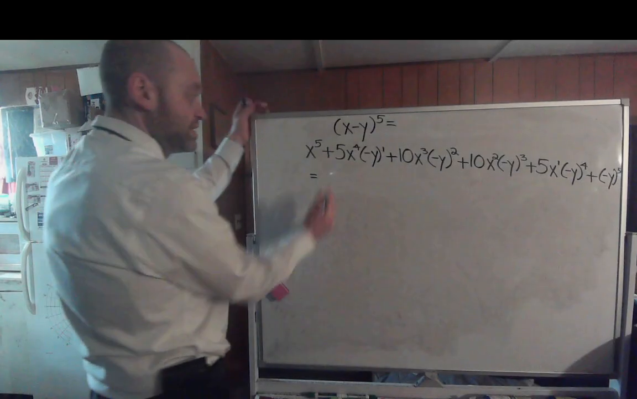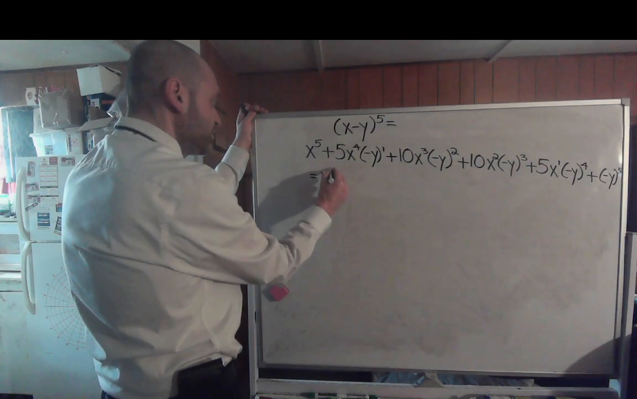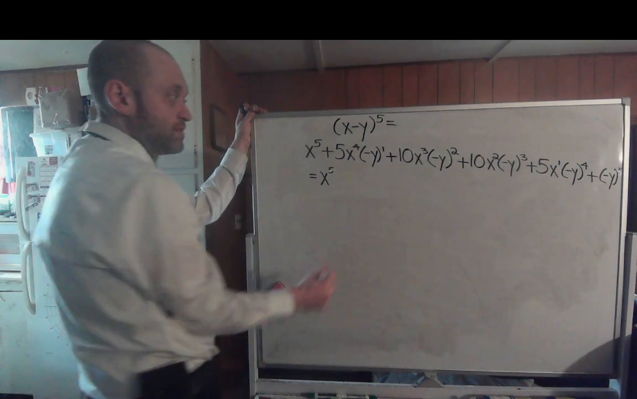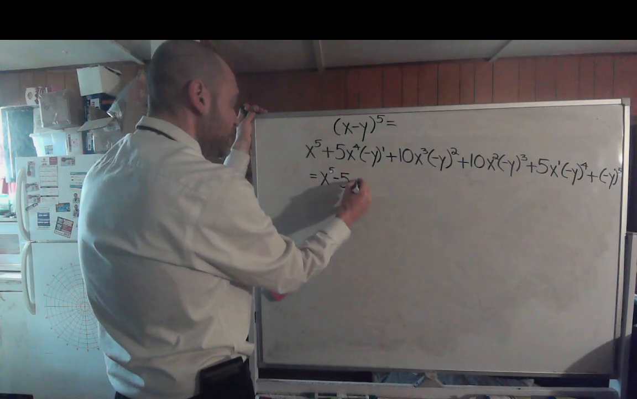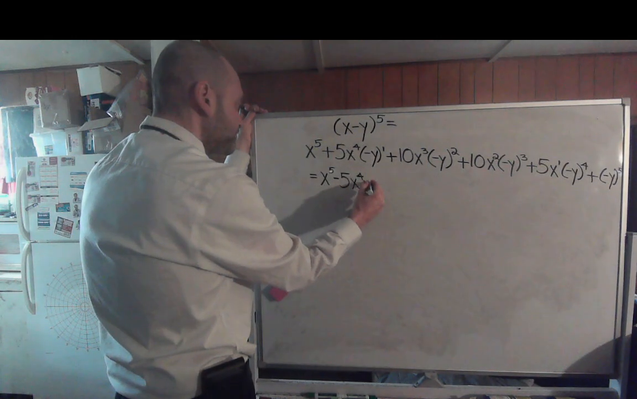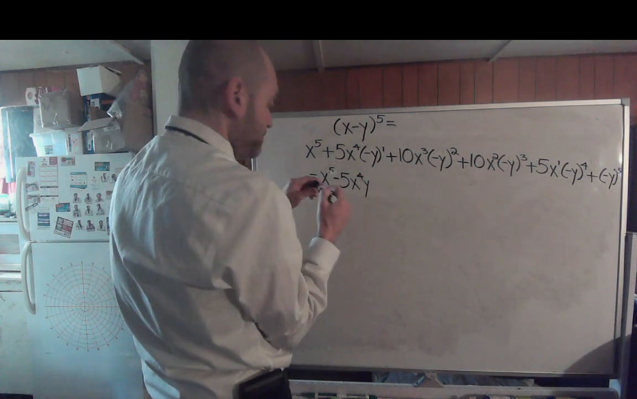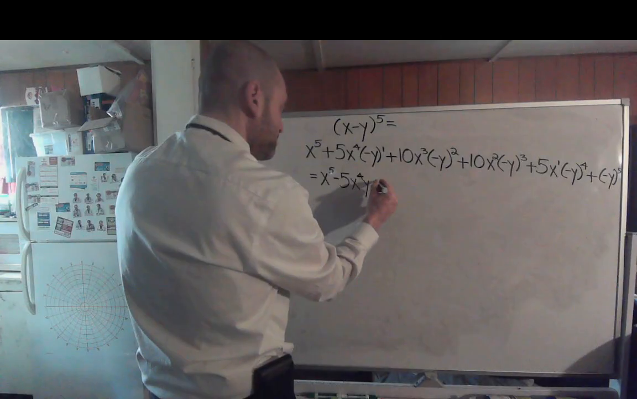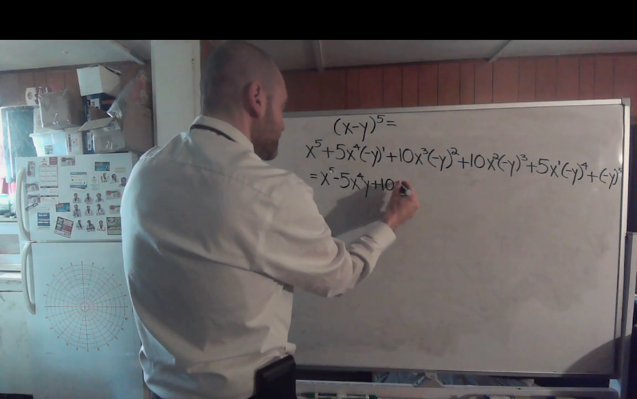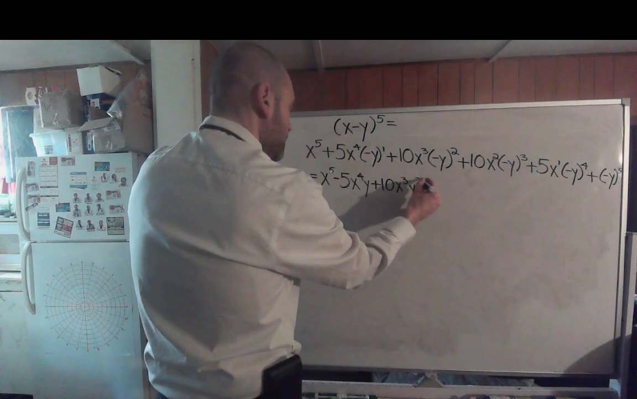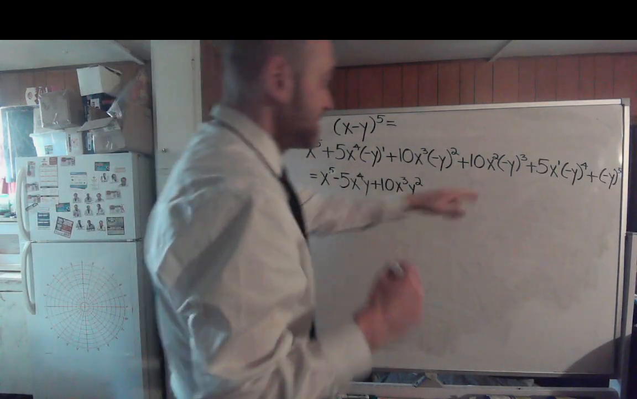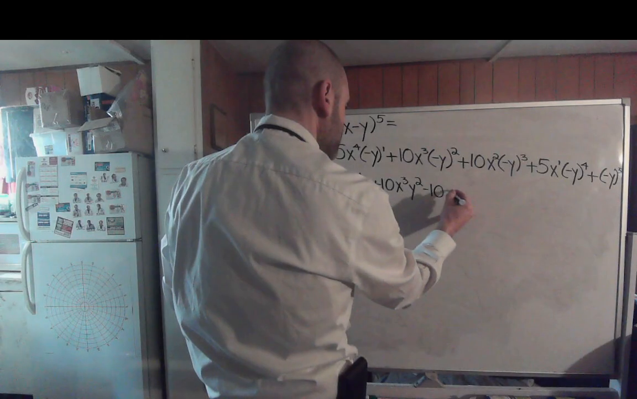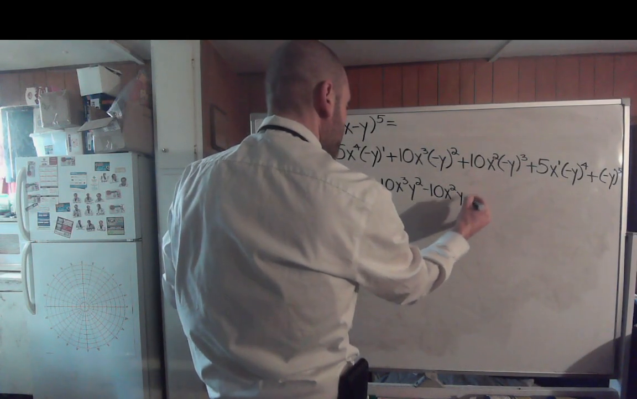If we simplify this, of course you'll have x to the fifth for your first term. Now 5x to the fourth times negative y to the first, that would turn into minus 5x to the fourth y. Then you have positive 10x to the third times negative y squared. This would become plus 10x to the third y squared. And then 10x to the second times negative y to the third. This would become minus 10x to the second y to the third.